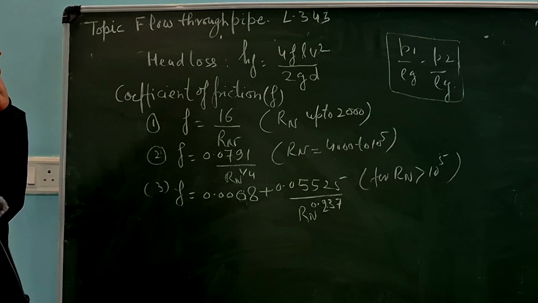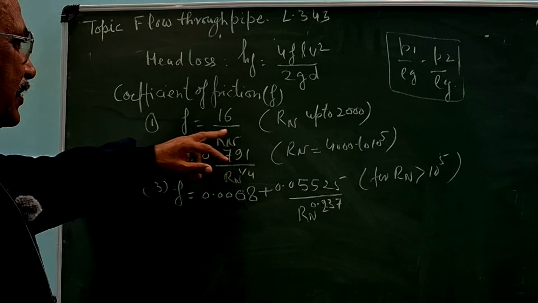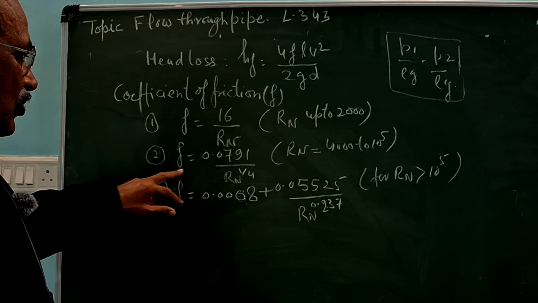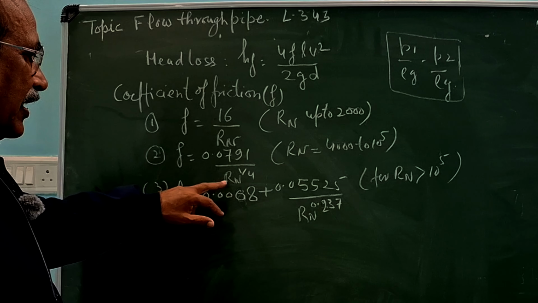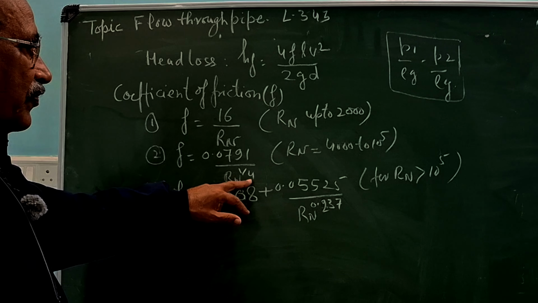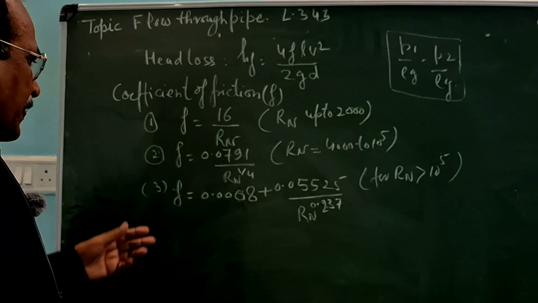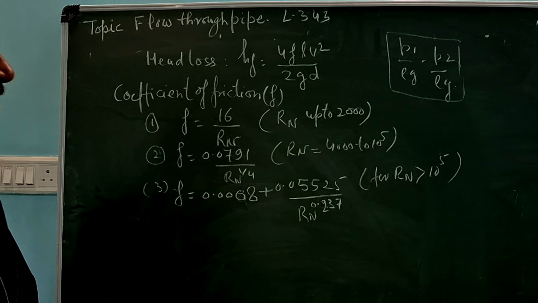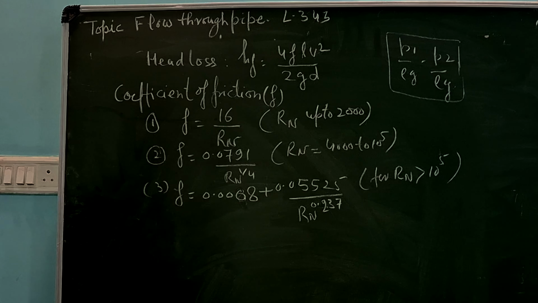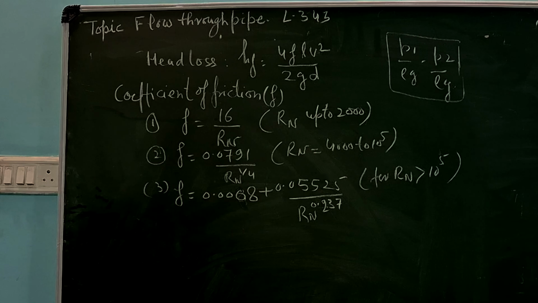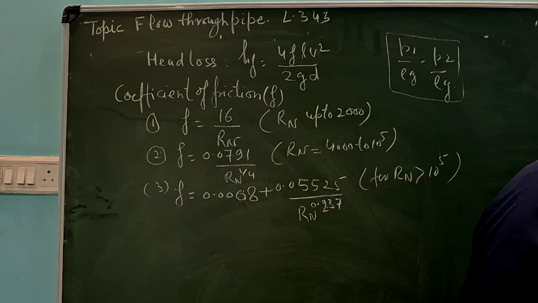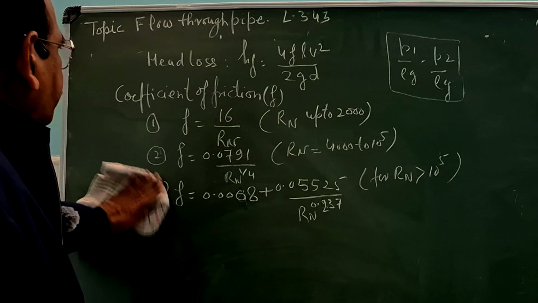The coefficient of friction F may be given by Reynolds number. F is equal to 16 by Rn, for Rn up to 2000. F is equal to 0.079 divided by Rn to the power 1 by 4, for Rn from 4000 to 10 to the power 5. And F equals 0.008 plus 0.05525 divided by Rn to the power 0.237. This is the value for Rn greater than 10 to the power 5. So these are the coefficients of friction which determine the flow according to the Reynolds number.